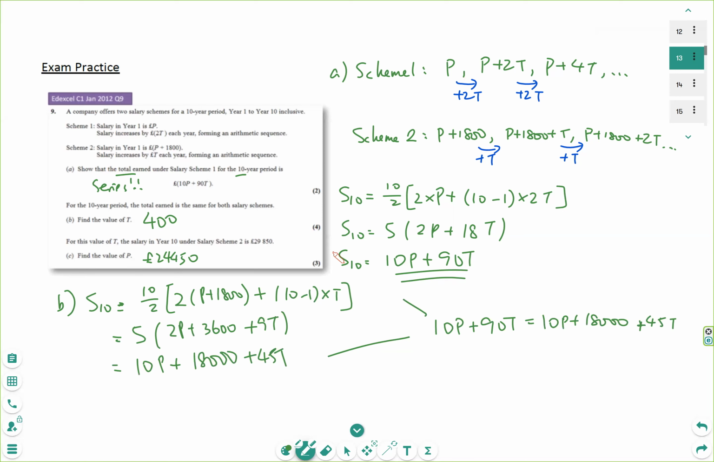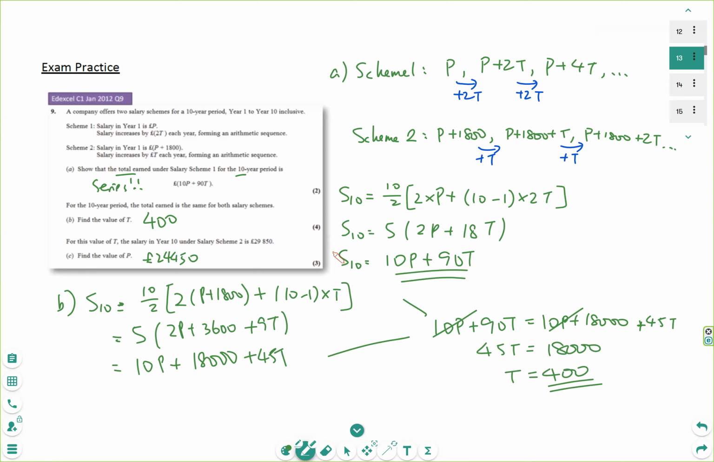Initially, I had doubts. How do we solve two equations when we've got two unknowns? But actually, my worry was nothing. When I worked it out, I realized the 10P cancel out. So bring 45T to the left side, it becomes 45T equals 18,000. If you divide by 45, you get 400.